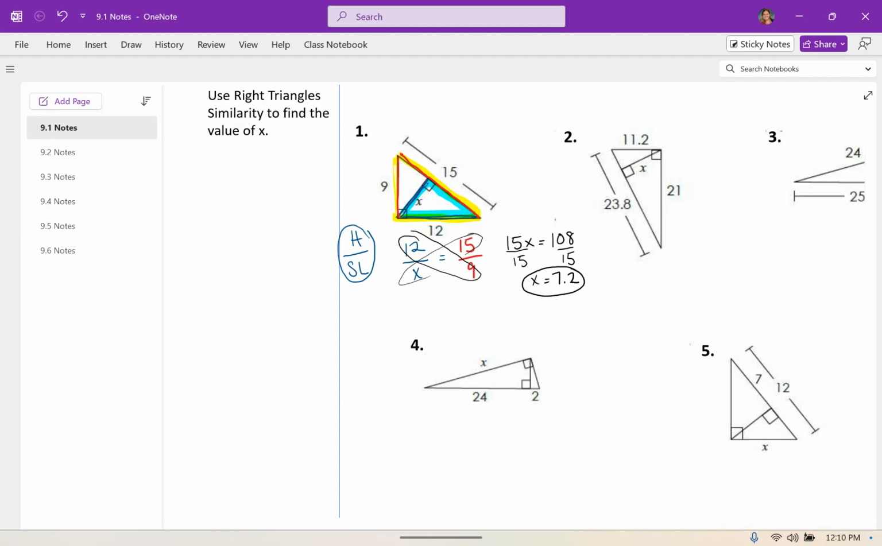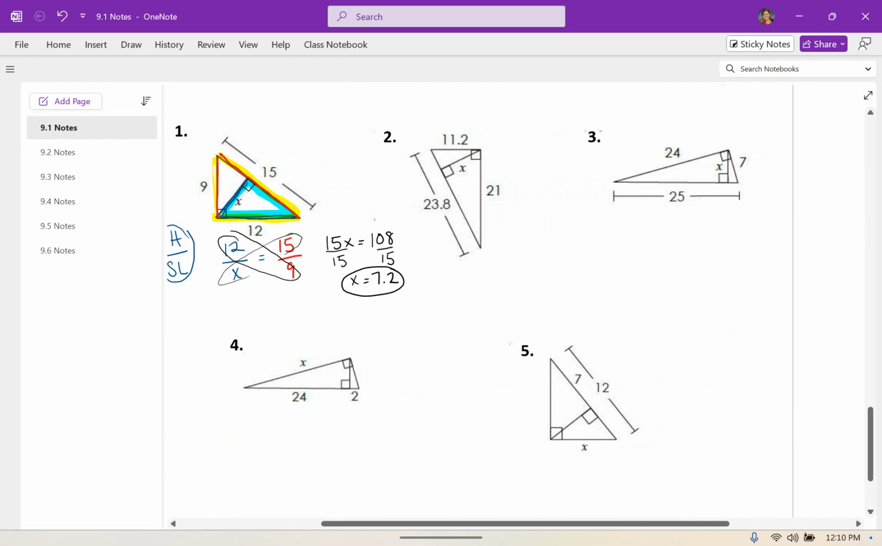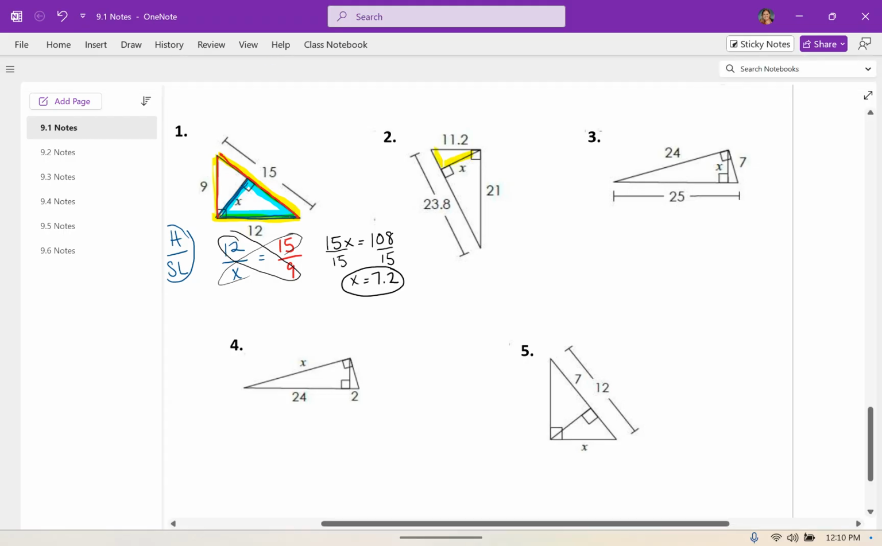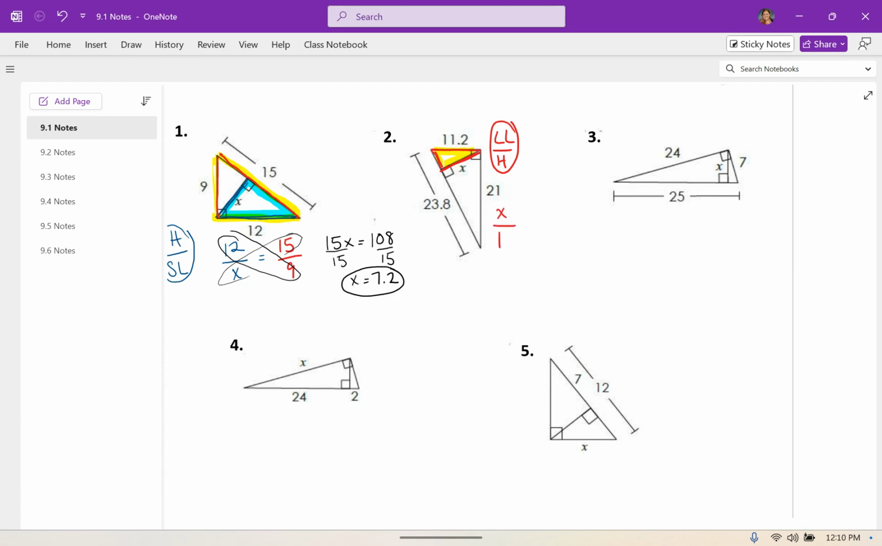In number 2, again we're given all three sides. Maybe we'll switch it up this time and use the smallest triangle. So I have this small interior triangle, and let's see what we have. In that small interior triangle, I have the long leg and the hypotenuse. So long leg over hypotenuse is going to be my key. The long leg is x and the hypotenuse is 11.2.